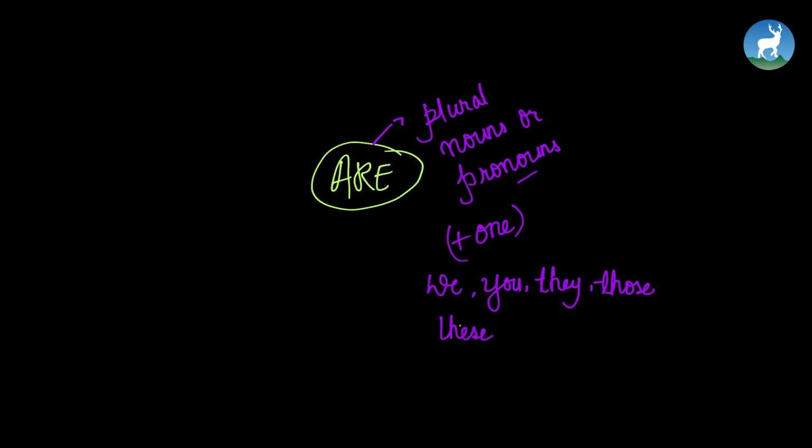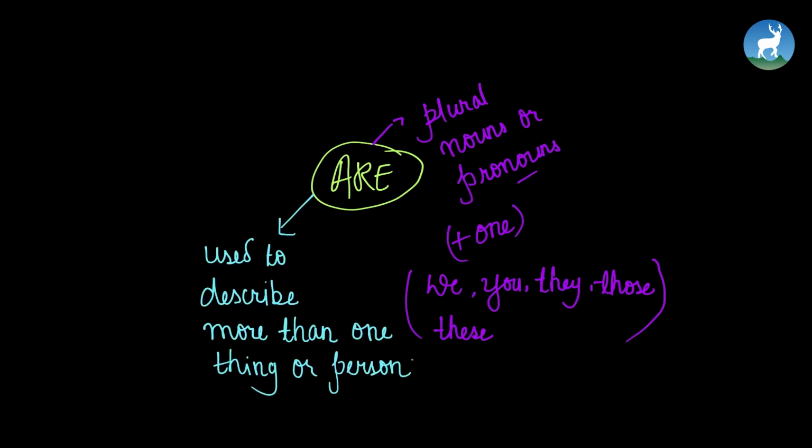These are the examples of plural pronouns. So, "are" is used to describe more than one thing or person. Can you give me an example? Let me give you an example on my own.